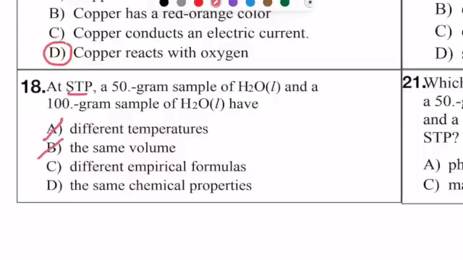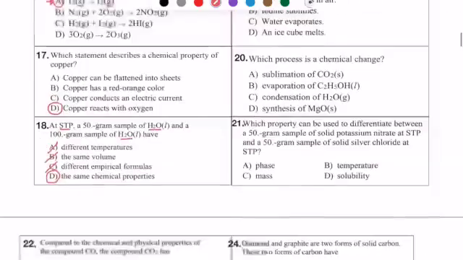They have different empirical formula. So empirical formula is, remember, the least possible ratio of the formula. So the least possible ratio in this case is still going to be H2O. So that is also the same because it's still water. So that's not your answer. And then they have the same chemical properties. So remember, as long as it's water, the mass doesn't matter. You can take 50 grams or 100 grams. They are still going to have the same chemical properties.